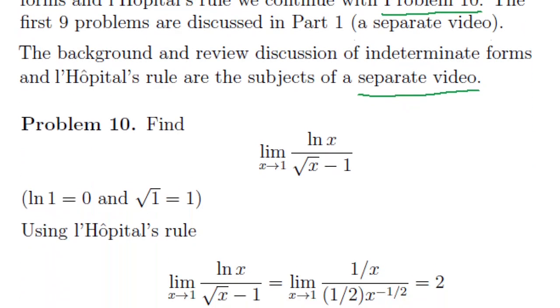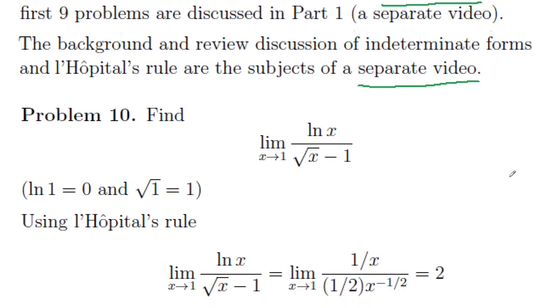So our first problem in this video, problem 10, involves the limit as x goes to 1 of this fraction here. Notice that as x goes to 1, natural log goes to 0, and the square root of x goes to 1. So we get a 0 over 0 expression, the denominator being 1 minus 1.